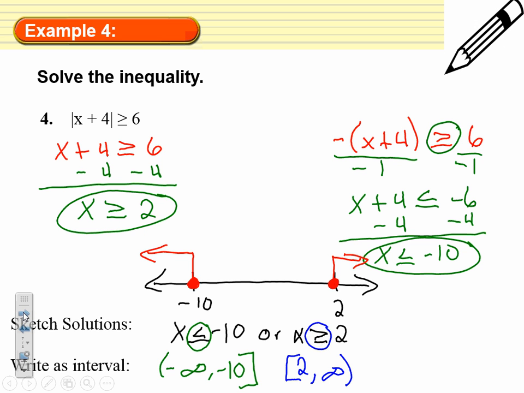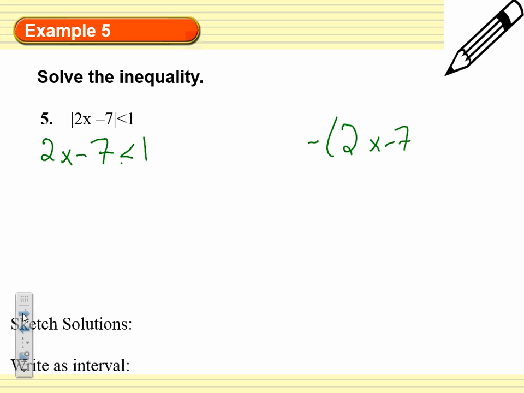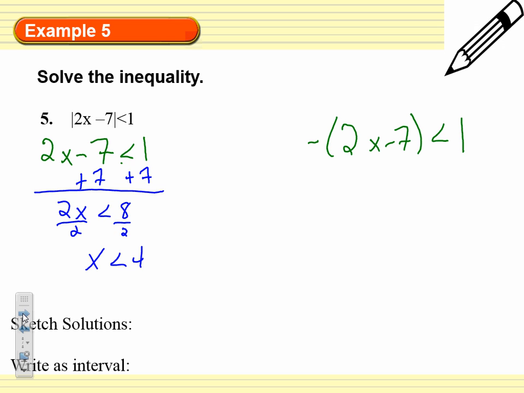I have one more example for you, ladies and gentlemen. Example number 5. Here it is. So it says solve the inequality. I had the absolute value of 2x minus 7 is less than 1. So I have 2x minus 7 is less than 1. And my other one's going to be negative 2x minus 7 is less than 1. When I solve this one, I'm going to add 7. 2x is less than 8. Divide by 2. x is less than 4.